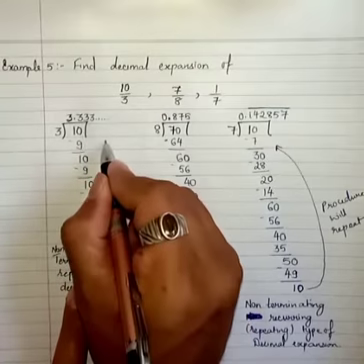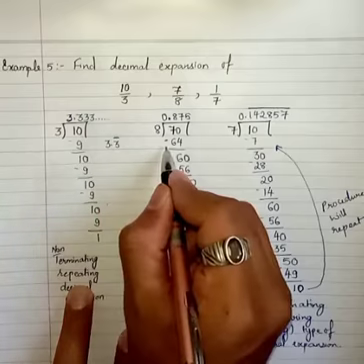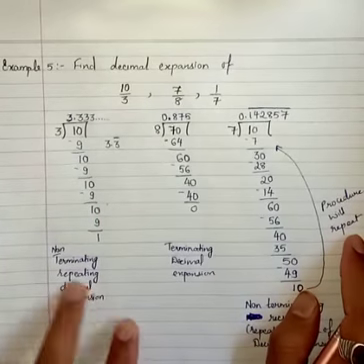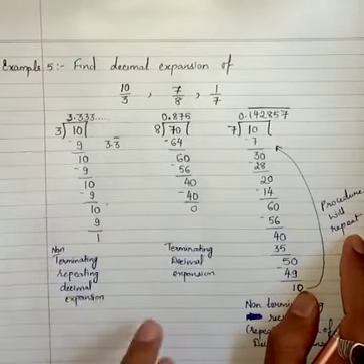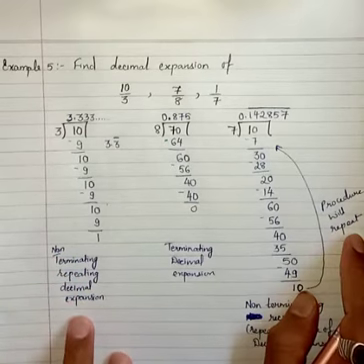3333, it can be written as 3.3 bar. This means this number 3 is being repeated after the decimal point, right? So therefore this type of decimal expansion is called non-terminating repeating decimal expansion.